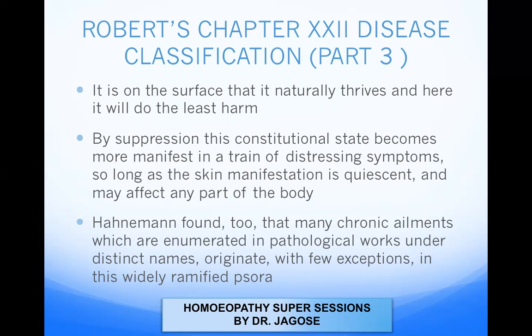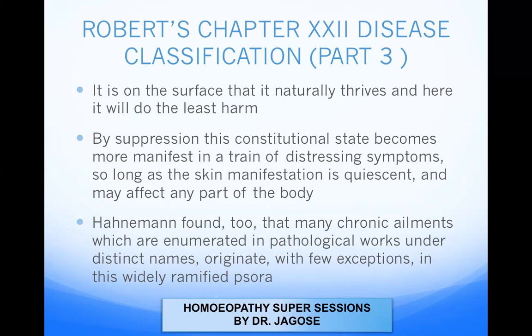Hahnemann found too that many chronic ailments which were enumerated in pathological works under distinct names originate, with a few exceptions, in the widely ramified psora. So Hahnemann found that many chronic ailments enumerated with distinct names in pathological works owe their origin to psora.